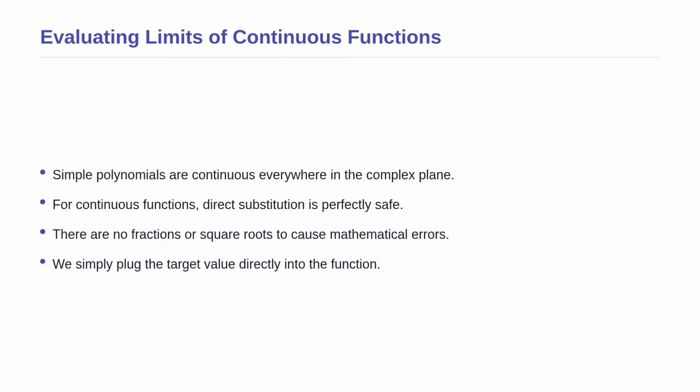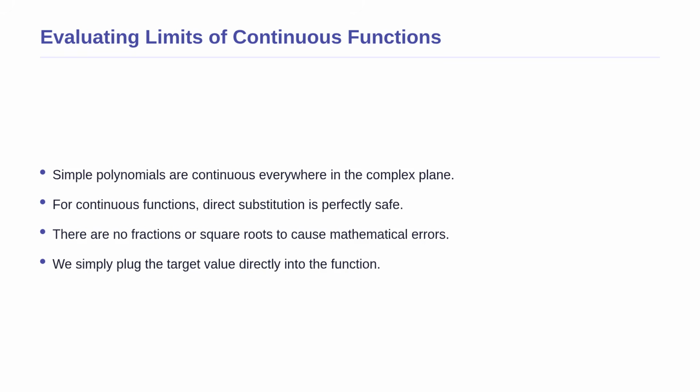Before we jump into our first example, we need to understand how to handle continuous functions. A simple polynomial function is continuous everywhere in the complex plane. This means it has no breaks, no holes, and no sharp corners. Because there are no fractions that could cause a division by 0 or square roots that could cause other mathematical errors, evaluating limits for these functions is very straightforward.